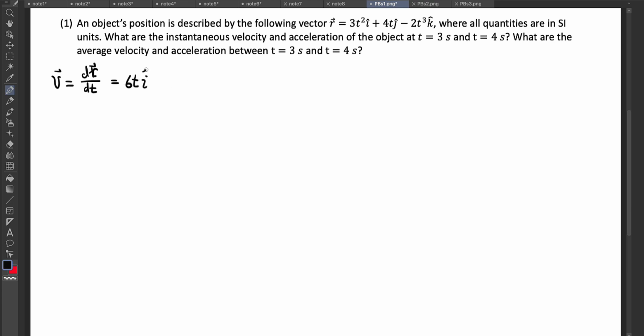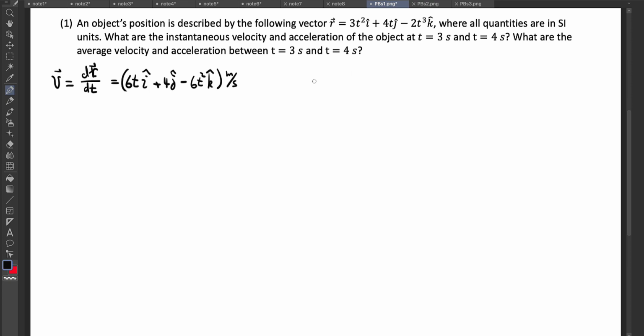It's i hat. And then the second term here for the y direction, we get 4 j hat. For the last term, we bring down a factor 3, and that gives us negative 6t squared times k hat. Now all quantities are in SI units, meaning when we get this result here, the unit should be in meters per second. That's the SI unit for velocity.